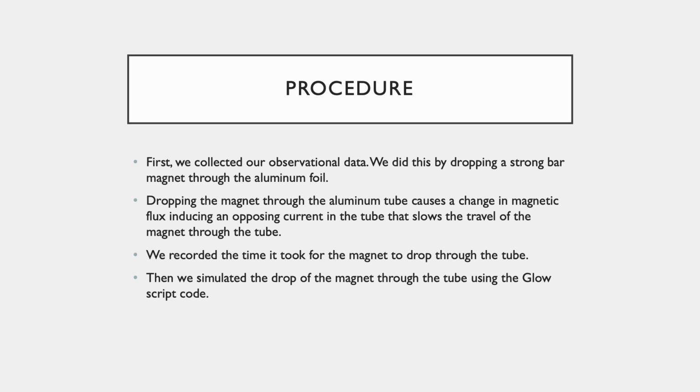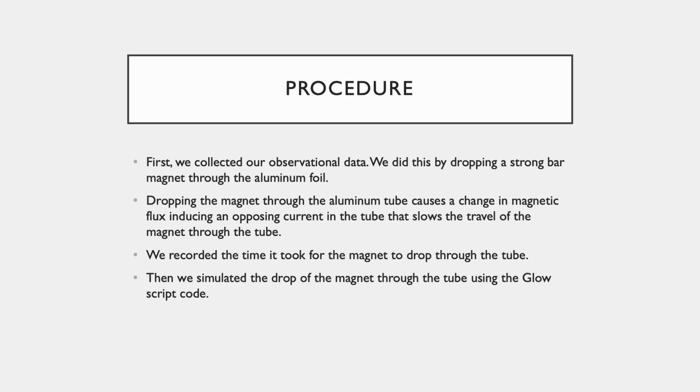First, we collected our observational data. We did this by dropping a strong bar magnet through an aluminum foil tube. Dropping the magnet through the aluminum tube causes a change in magnetic flux, inducing an opposing current in the tube that slows the travel of the magnet through the tube. We recorded the time it took for the magnet to drop through the tube. That was our observational data.